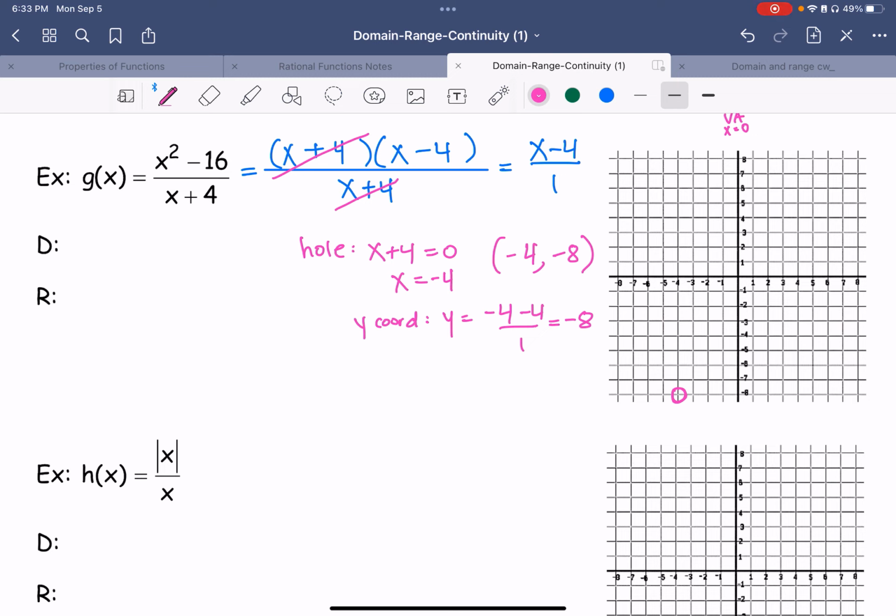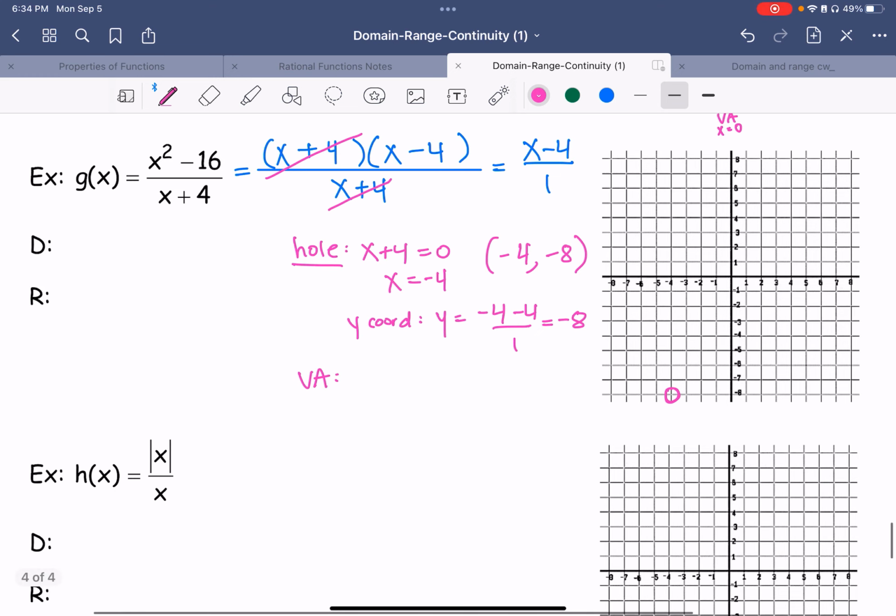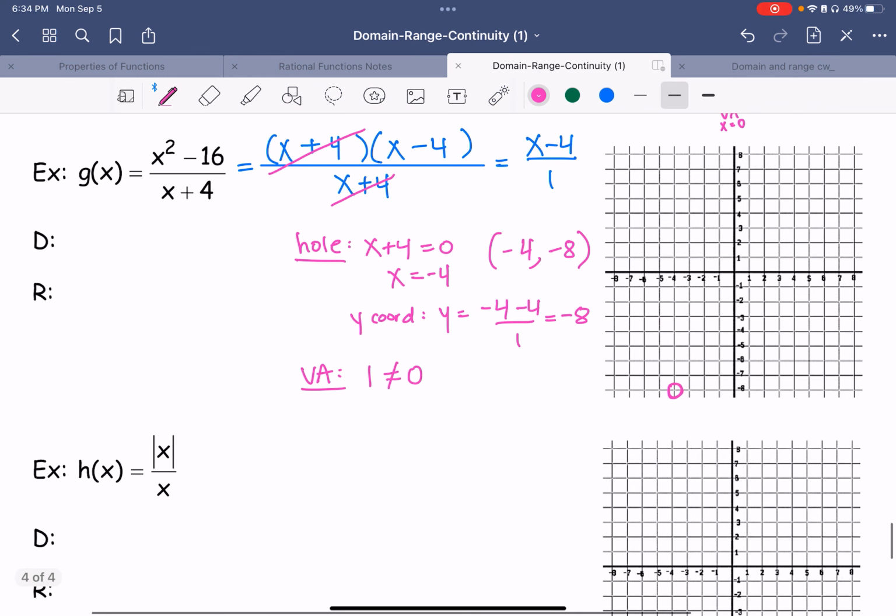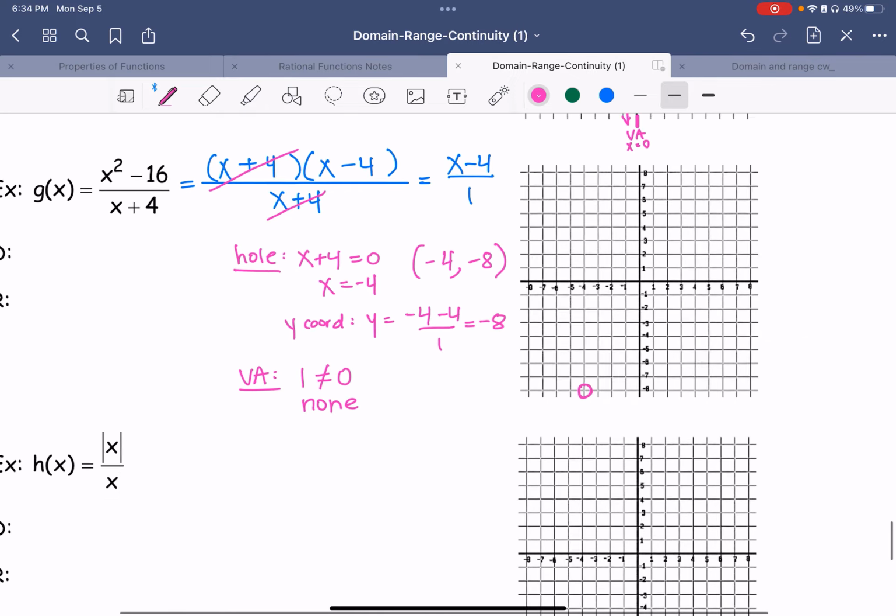And then usually there is a vertical asymptote as well when you have a rational function. Remember, the vertical asymptote is when you set the denominator equal to 0, the simplified denominator, and the simplified denominator here is 1. And you set that equal to 0, but that's never going to be true. So if that ever happens where you just have a number and no variable, you will have no vertical asymptote. So all we have here is a hole.